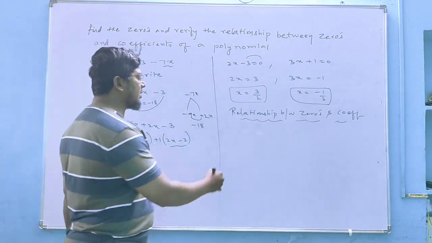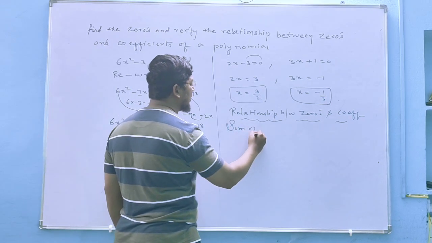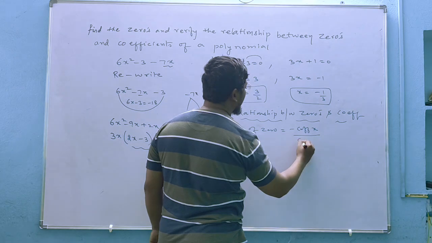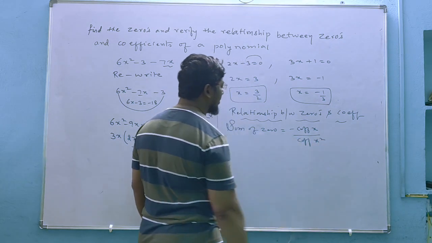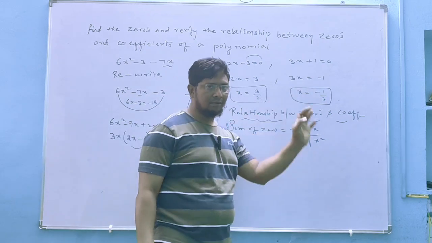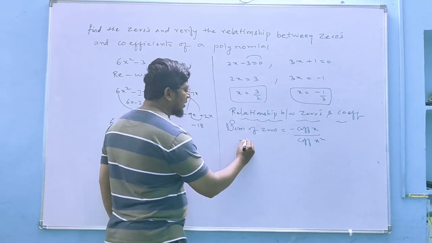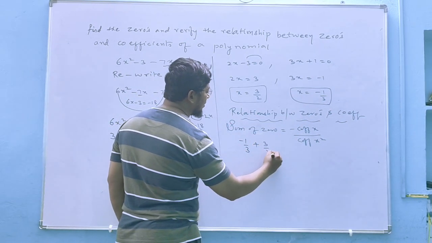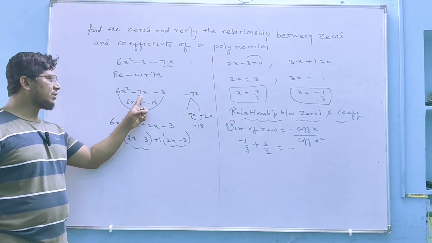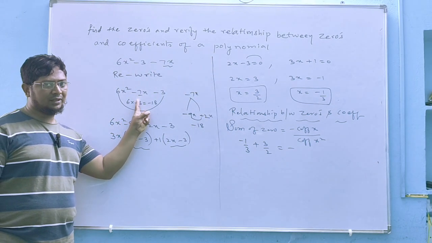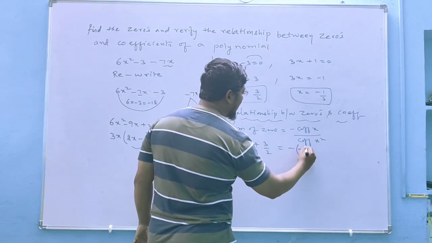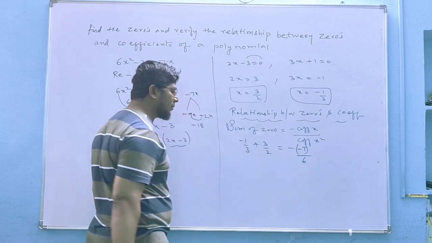Okay, what is the formula, sir? Sum of zeros is equal to minus coefficient of x upon coefficient of x square. So we have to add. The first zero is 3 by 2, second zero is minus 1 by 3. So minus 1 by 3 plus 3 by 2 is equal to minus coefficient of x. What is the coefficient of x here? Minus 7. What is the coefficient of x square? Plus 6. So we should write minus 7 upon plus 6.